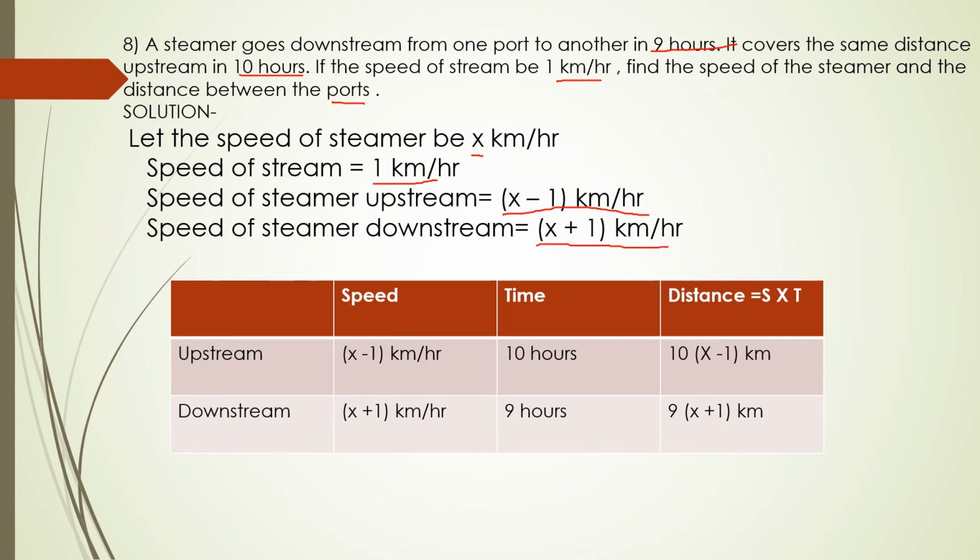Again in tabular form, 4 columns are there. First one for upstream, downstream. Second for speed. Third is for time. And the last one, distance, is equal to speed into time. You can easily see in upstream, the speed of the steamer is x minus 1 kilometer per hour, time taken by it is 10 hours. So the distance covered would be 10 into x minus 1. Downstream, the speed of the steamer is x plus 1 kilometer per hour, time 9 hours. So the distance traveled would be 9 into x plus 1 kilometer.